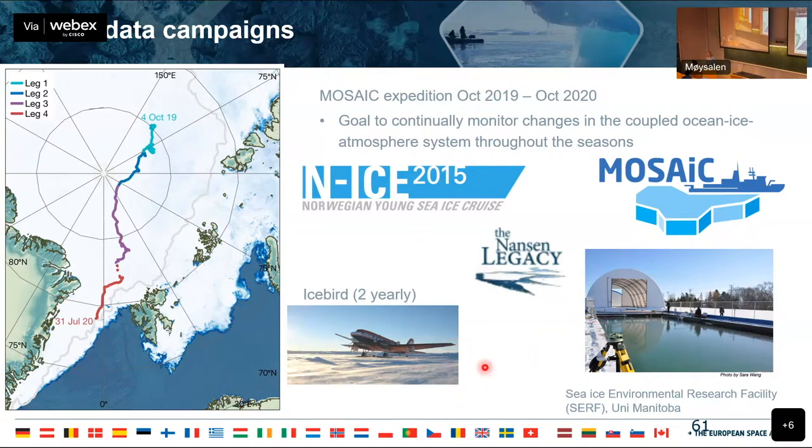But we also have the iceberg campaigns done by Avi twice a year, the summer and the winter validation. Nansen Legacy, a huge Norwegian multi-year project that collects in situ data. But we also have research facilities such as the Sea Ice Environmental Research Facility by University of Manitoba. So all of these campaigns help us collect validation data for our satellite images. Some of them more targeting the satellite validation than others. And of course, we need these campaigns.